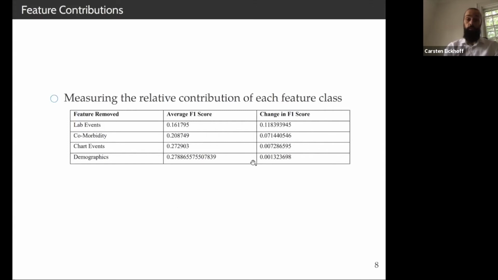And then sort of in order, comorbidities, so the other diseases that people have, are the next most important one. The chart events, so those are your vital signs, are the next, and then demographics are sort of the least impactful one. So the way to read these is basically what's the performance of a model that does not have this type of information, right? So you can see that the performance without lab events is worst, and demographics really don't matter all that much. So this is pretty close to the model that has all of these together.